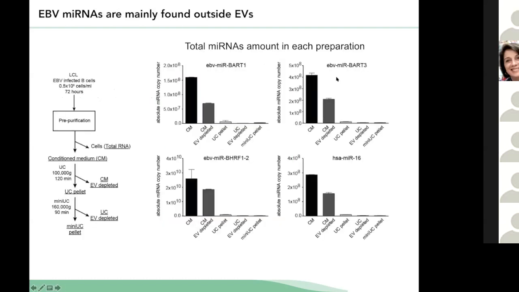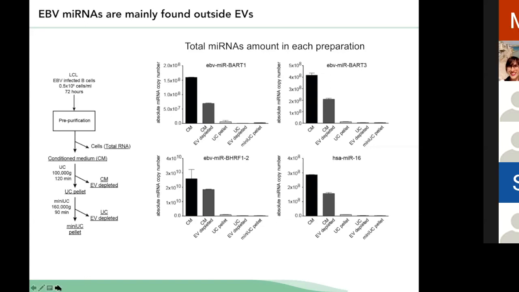Here I'm showing the example for three different viral microRNAs and one human one. And as you can see, as I was going on with the preparation, the absolute level of microRNAs was going down. And after the ultracentrifugation, most of them were left in the conditioned media, depleted of EVs, and not in the pellet. And this was true for all of them, suggesting that somehow the viral microRNA, as well as the human microRNA 16, was mainly outside and not inside the EVs.